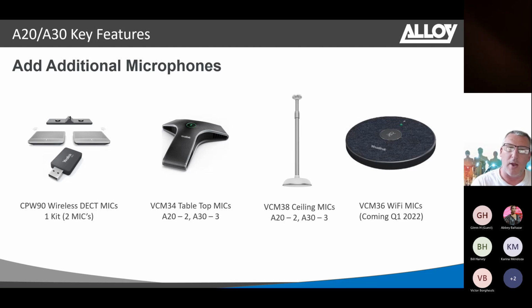Now, once you do add an external mic to the A20 or the A30, you are going to lose the built-in mic function on that video bar. So it will only now use the external mics that you have connected to that device.